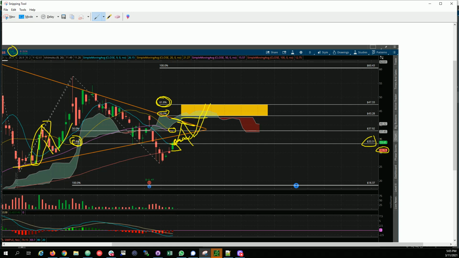So 33.31 is a critical area. Your next resistance is 37.92, which is 38. If we get there, that's where all the moving day average crossover action is. I wouldn't be surprised if that's a major resistance again. So the 38 area is critical, and then you're looking at the cloud bottom area and then run up again.